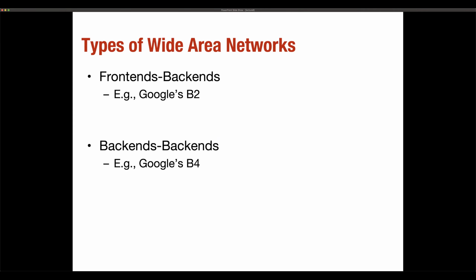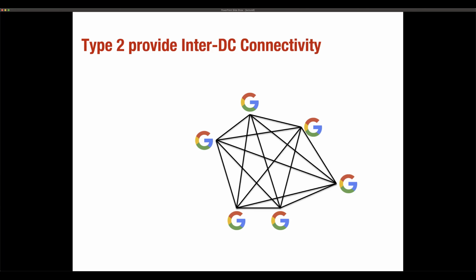And in Google's case, it's called B2, right? I don't know the naming convention where they came up with this name, but it's called B2 for Google. Then there is a wide area network that just connects the backends with each other, right? All these backends are connected with each other, that is the type 2, called B4, and that provides this inter-data center connectivity.